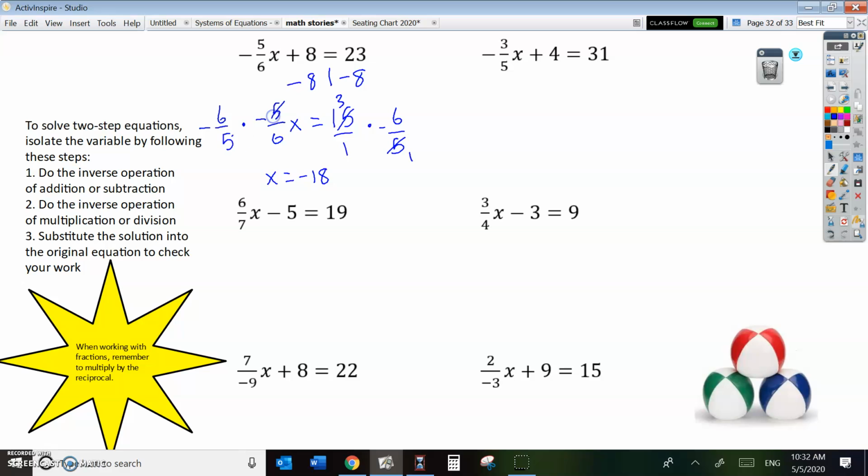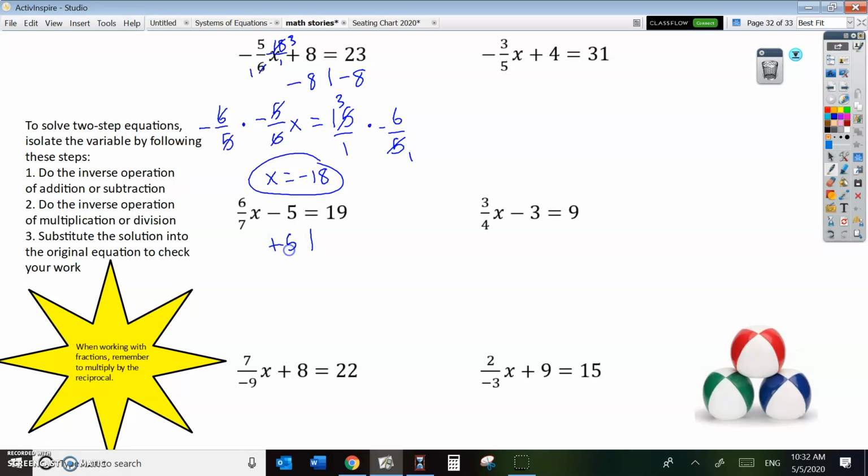All this canceled. The negatives canceled also. Negative 18 goes right here. The negatives cancel. The 18 and the 6 cancel. 6 is a 1. That becomes a 3. 5 times 3 is 15. 15 plus 8 is 23.